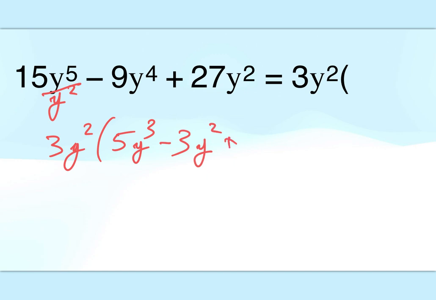27 divided by 3 is 9, because 3y squared is coming out. Y squared over y squared is 1. There isn't anything left for a y. It factors out, and then that would be it. So that would be taking out and finding the greatest common factor from all three.